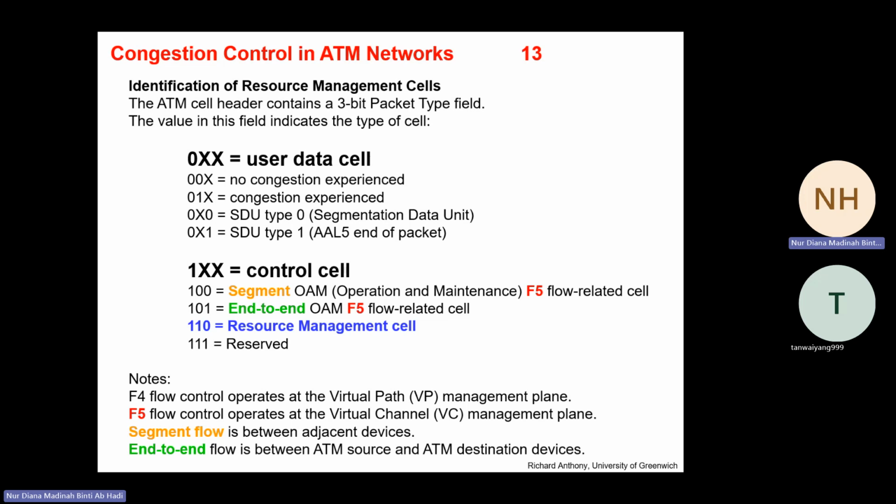So this is the identification of your RM cell. The ATM cell header contains a 3-bit packet type field to indicate the type of cell. As you can see, that is an example of how the representation looks. F4 flow control operates in the virtual path management plane, while F5 flow control operates in the virtual channel management plane. Segment flow is between adjacent devices, while end-to-end flow is between your ATM source and destination devices.